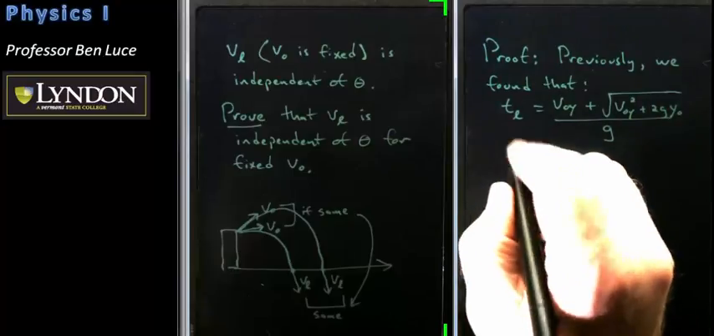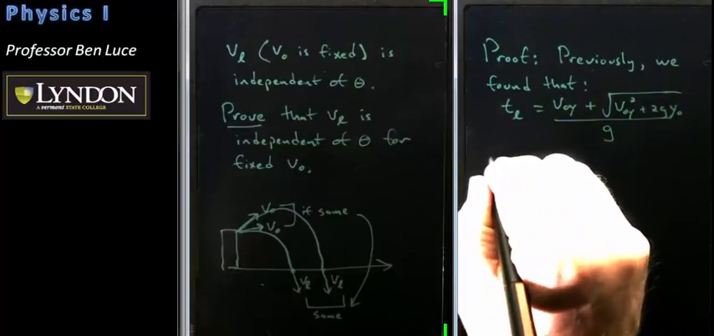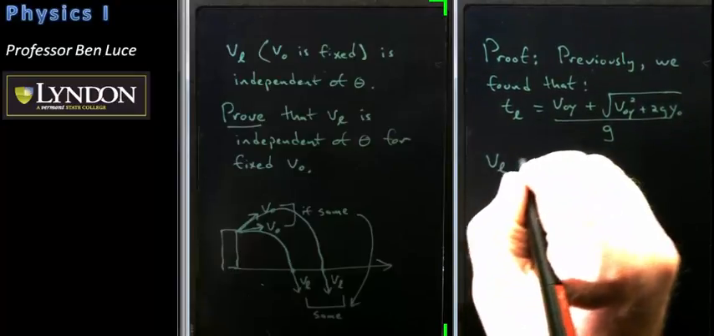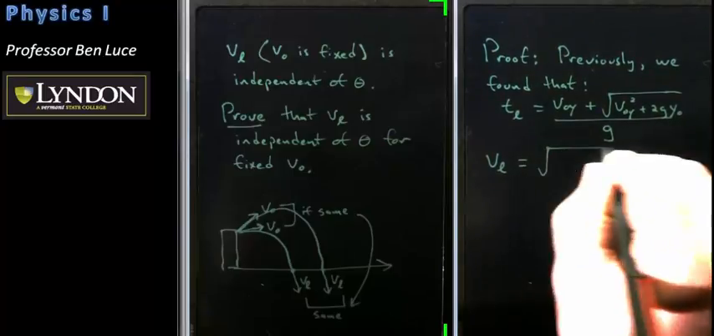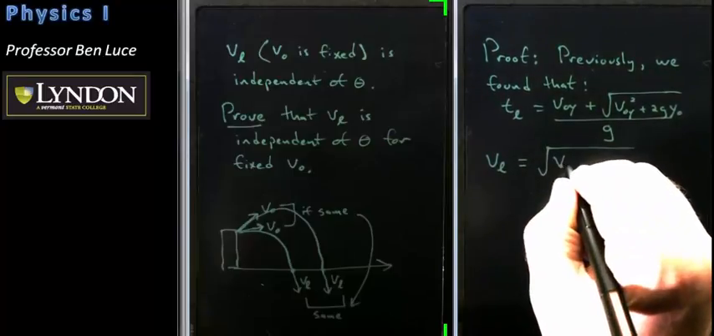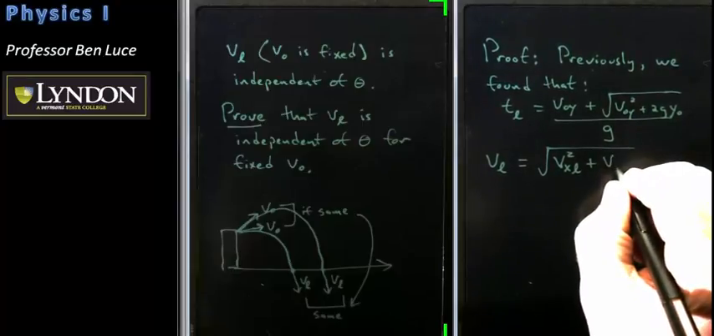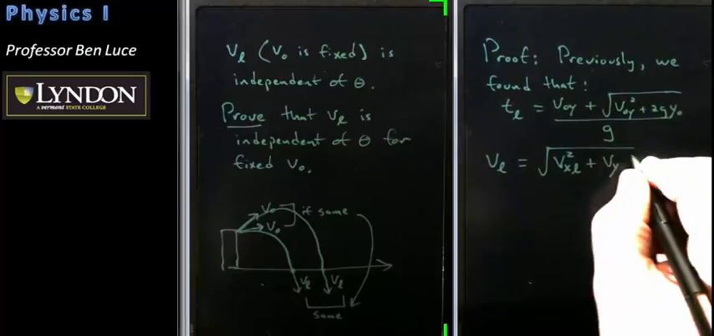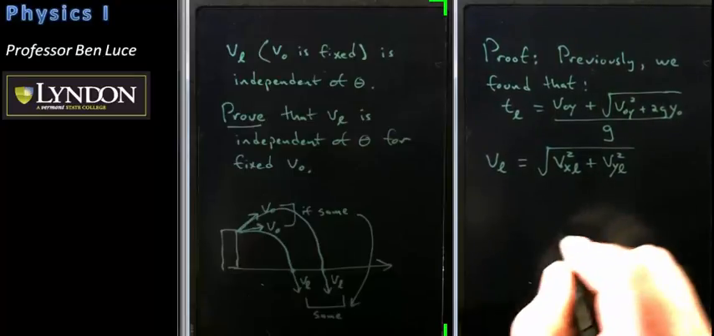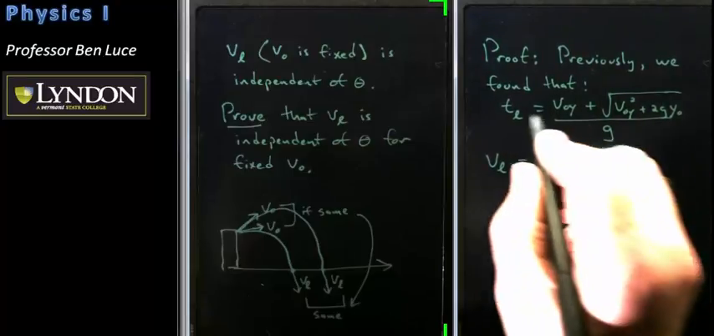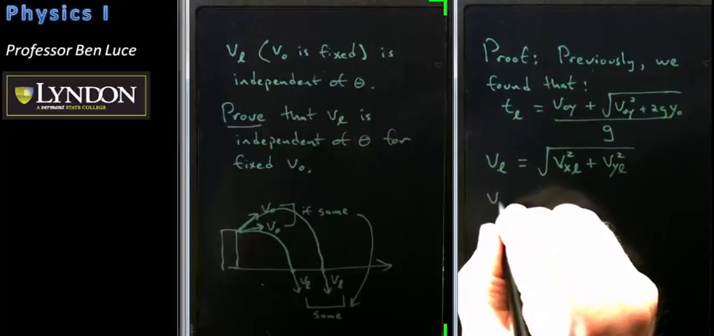And we're going to need this because what we're after here is computing VL. And VL is equal to, by the Pythagorean theorem, Vxl squared plus Vyl squared. And Vyl will depend on TL.